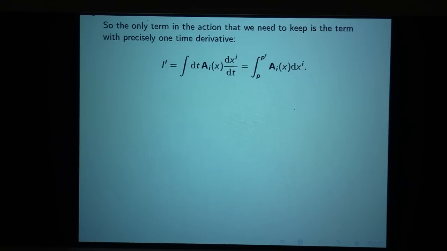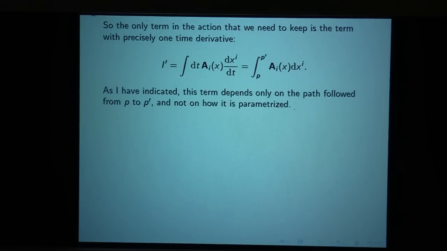And, well, I wrote that coupling to big A as a time integral, but it has the nice property that it doesn't depend on the particular path by which we go from P to P prime. So it can be represented just as an integral along the path without knowing how the path depends on time. So this particular term in the effective action with one-time derivatives, we can actually remove the time from it, and it depends only on the path, not on the time dependence of the path. So that's what I've indicated here. I've written this term in the effective action in a way that only depends on the path and not on how it's parameterized.